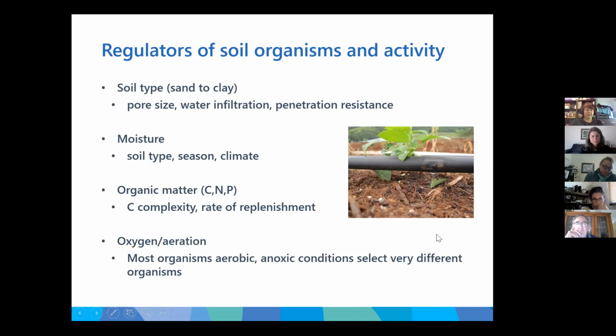Oxygen and aeration. Most organisms are aerobic and so need oxygen to live. Anoxic conditions select very different organisms. So there are organisms that live in anoxic conditions and they have different processes and use different energy sources. So that's another reason why microbes are in the surface soil.